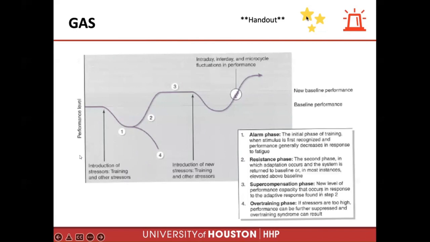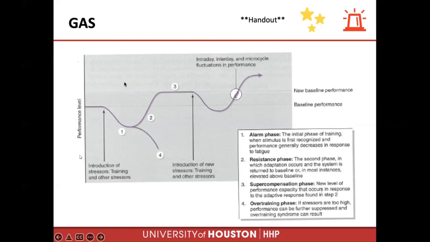And then we apply an overload, the alarm state phase, and there's a slight decrease in performance, but we have properly planned for this. And they enter the resistance phase where they're adapting. And then number 3 appears, supercompensation. We have a new baseline fitness. Now, if we didn't do a good job, or maybe the person needed more time to recover or something, then instead the person is going to go into overtraining and their performance is going to decrease even more.